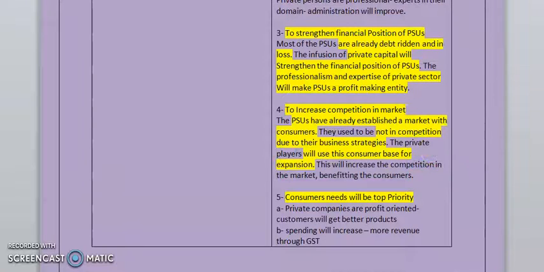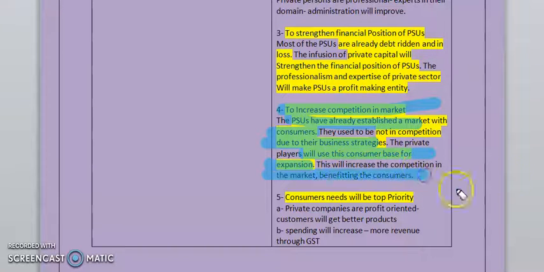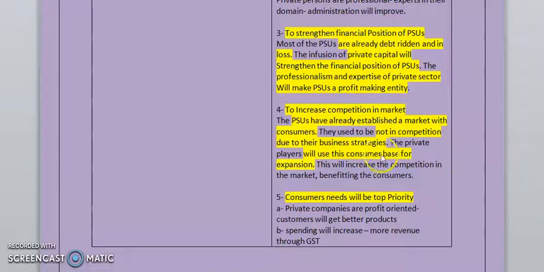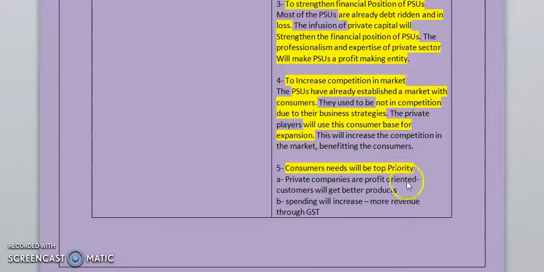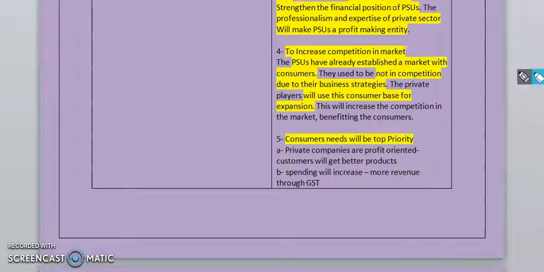The fourth reason is to increase the competition in the market. The PSUs have already established a market with consumers, right? So they used to be not in a competition due to their business strategies, and the private players will use the consumer base for expansion. So this will increase the competition in the market, benefiting the consumers, because competition will decrease the prices of commodities.